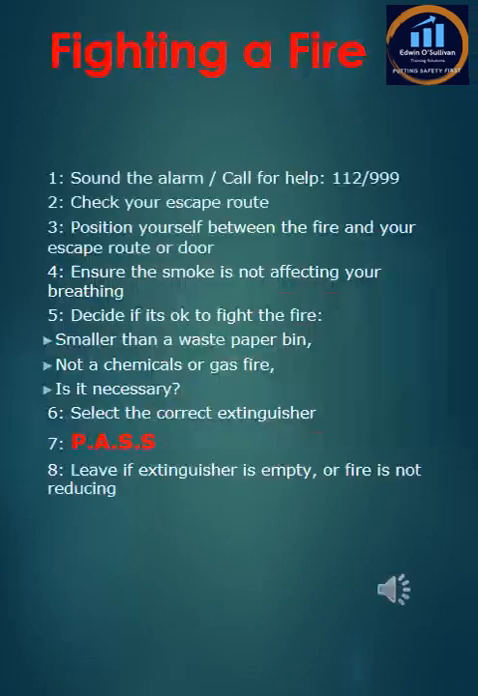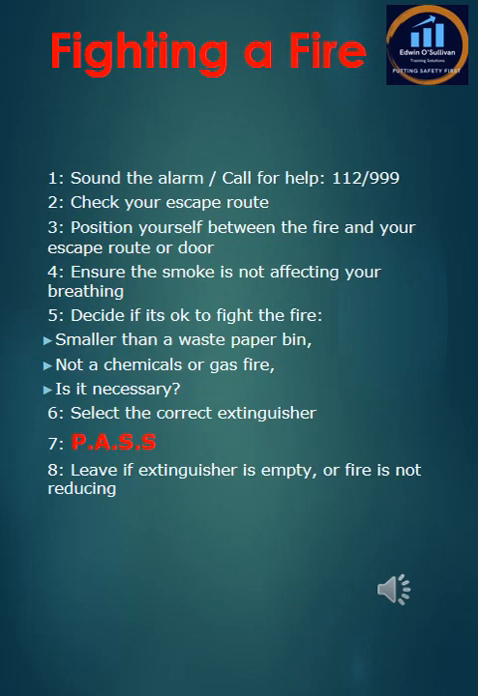So now we'll talk about the steps we take in fighting a fire. This is our worst case scenario. We've opened the door, we've found a fire inside the room. We will sound the alarm and call for help. We will check our escape route. We will position ourselves between the fire and our exit.